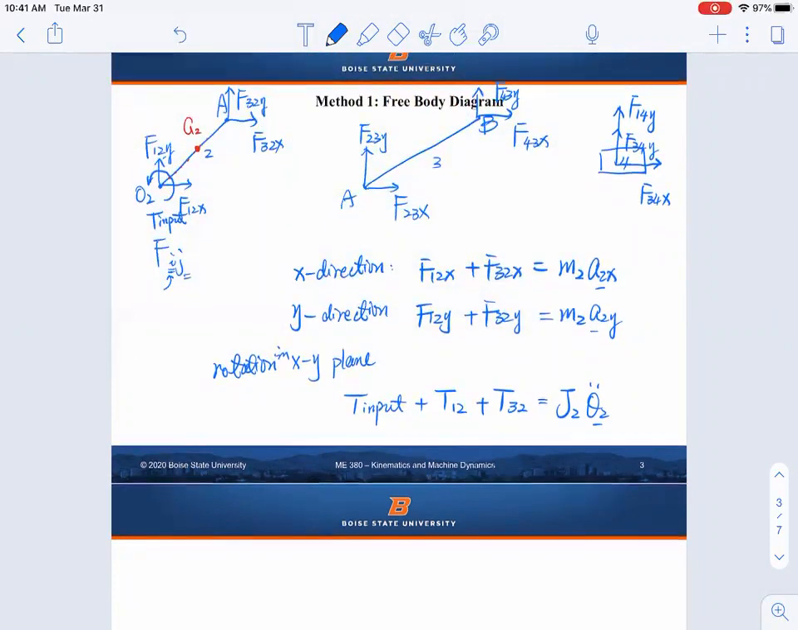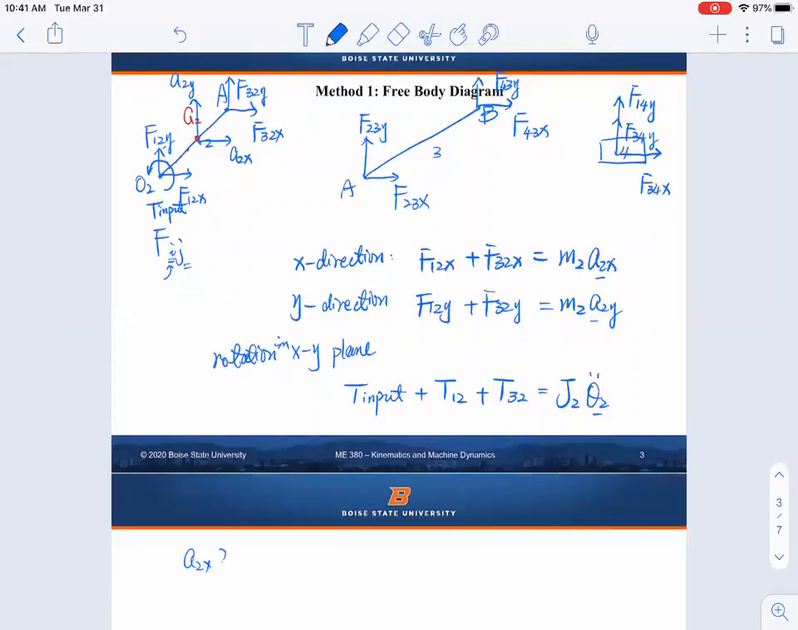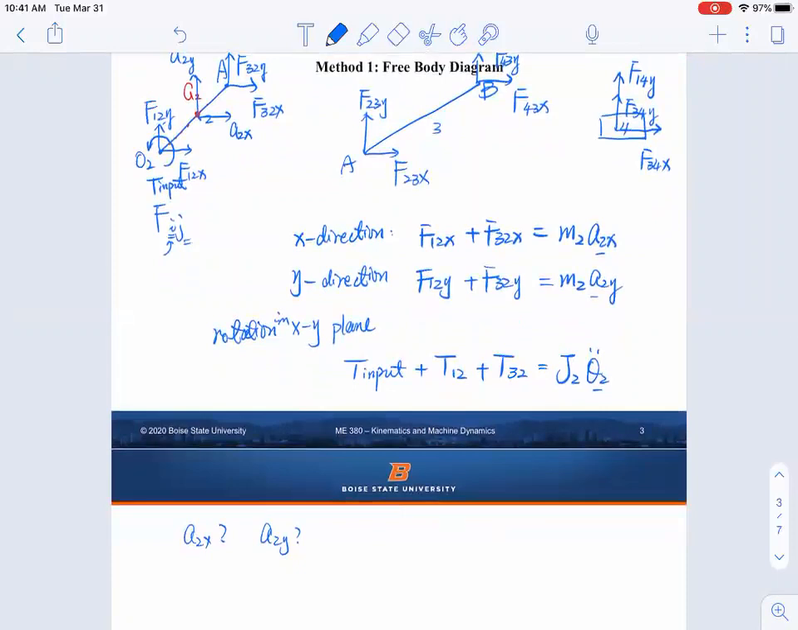So we want to know what this A2X is. We also want to know what this A2Y is. And then the rotational acceleration is easy because it's always theta 2 double dot. So what is A2X and A2Y? That's the first question we have to ask ourselves. So it's easy to calculate the A2 vector because by definition, we can start from the displacement vector.